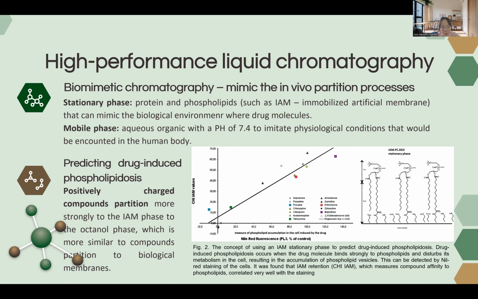The applied mobile phase is aqueous-organic with a pH of 7.4 to imitate physiological conditions that could be encountered in the human body. The chromatographic system mimics the in vivo partition process, as shown in Figure 1. So we can see Figure 2.